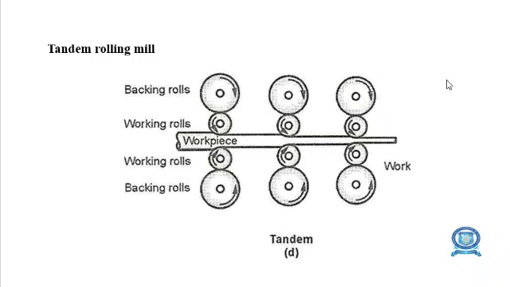Here, as shown in the diagram, are three stages of 4 high rolling mills. All the rollers work as individual 4 high rolling mills, and the workpiece thickness is reduced by a huge amount stage by stage.